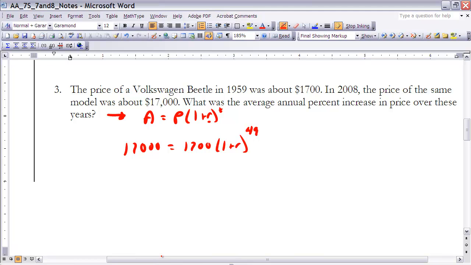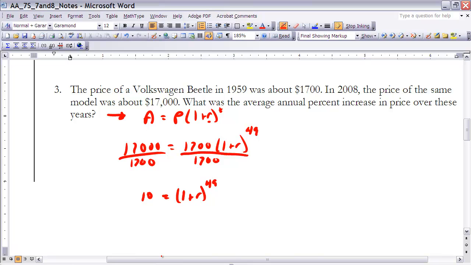The amount it's worth now is $17,000. The amount it started at, or its principal, was $1,700. Then I don't know what R is, and then I'm going to raise it to T. Well, that's 49 years, so I'm going to put 49 as my exponent. Now my goal is to solve for R. So I'm going to begin by dividing by 1,700 on both sides. 17,000 divided by 1,700 is 10. So I have 1 plus R raised to the 49th power is equal to 10.